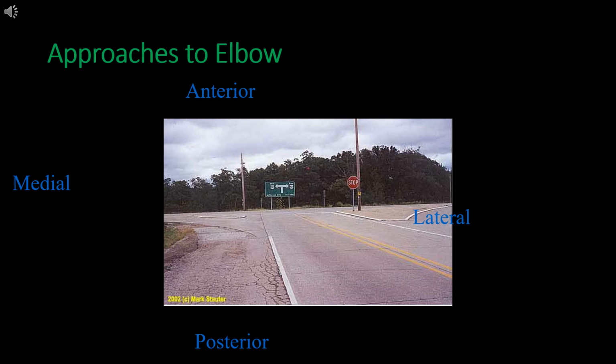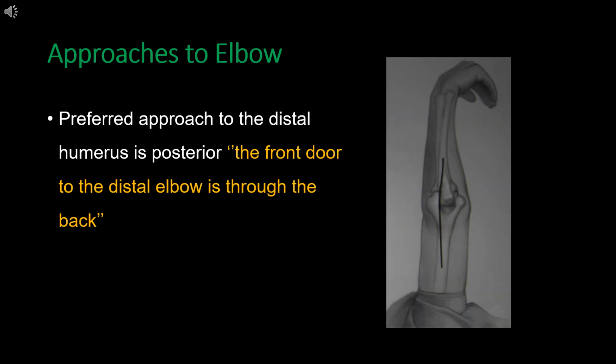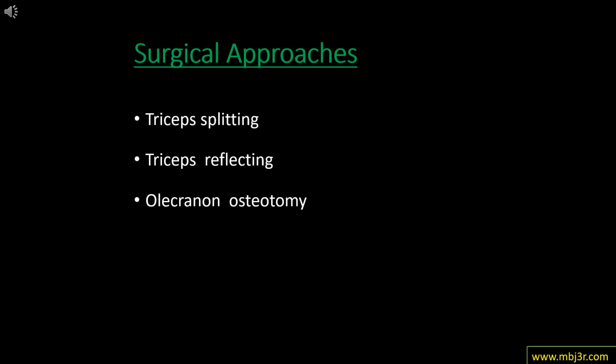Coming to the approaches to the elbow joint, surgeons have approached the elbow joint from all directions: front, back, medial, lateral. The preferred approach to the distal humerus is posterior. The front door to the distal elbow is through the back. In the posterior approach, there are different types: triceps splitting, triceps reflecting, and olecranon osteotomy.